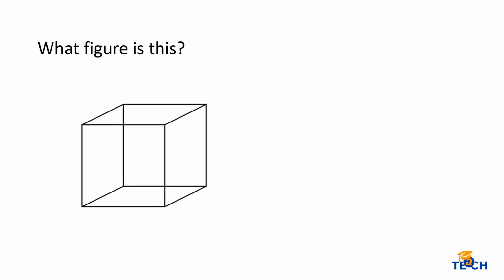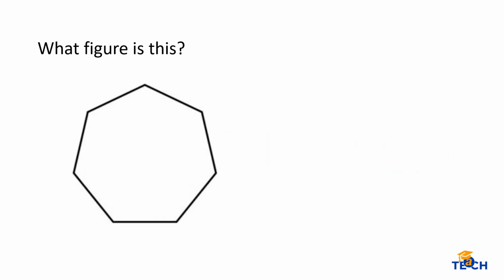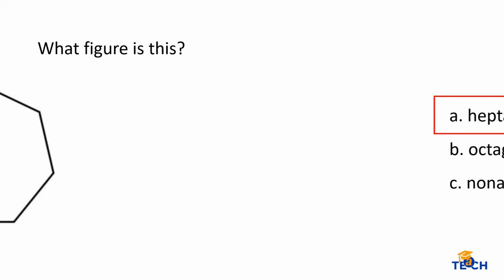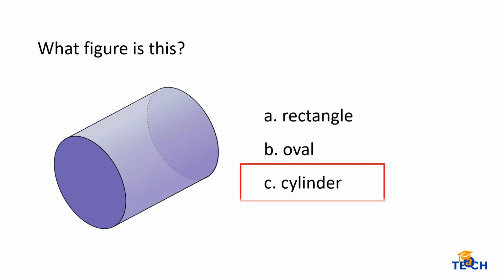Third figure, is this A. Square, B. Cube, or C. Rectangle? The answer is B. Cube. For the fourth figure, A. Heptagon, B. Octagon, or C. Nonagon? The answer is heptagon. For the last figure, we have here A. Rectangle, B. Oval, or C. Cylinder? Letter C. Cylinder.